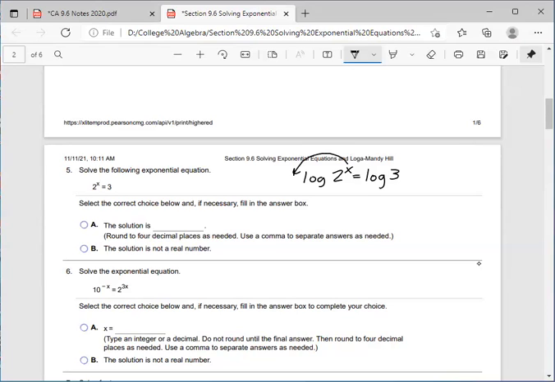Move the x down in front. So x log of 2 is equal to the log of 3. Divide by the log of 2. These are going to cancel. So we get x is equal to whatever the log of 3 divided by the log of 2 is, 1.5850.